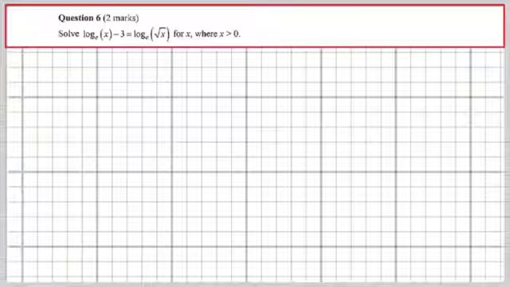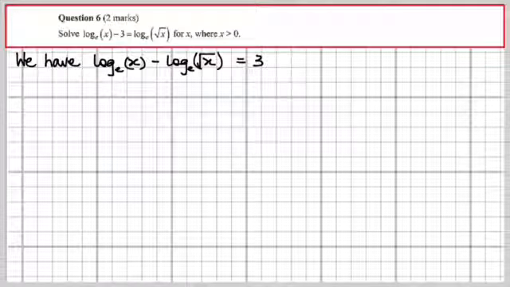Okay, question 6. This one's a loggy one, and remember that my solutions are just unofficial solutions. They're not official in any way, shape or form. If we rearrange that one there, it'll make it a lot easier for us. Just rearrange it like that.